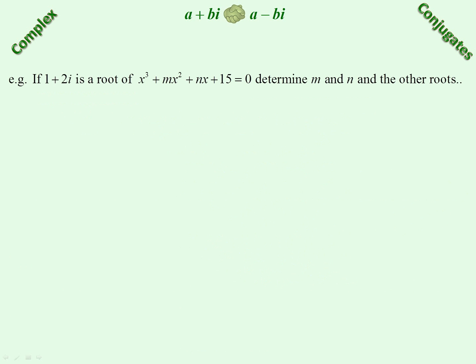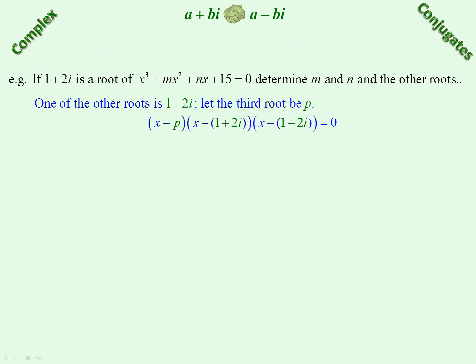1 plus 2i is a root of that equation. Determine m and n and the other roots. Now we're only given one root of that cubic equation, but we've been given two, all hand in hand. So that means 1 minus 2i is a root. And I'm going to let the third root be p for now, because that means we have our three brackets, x minus p, x minus, x minus.